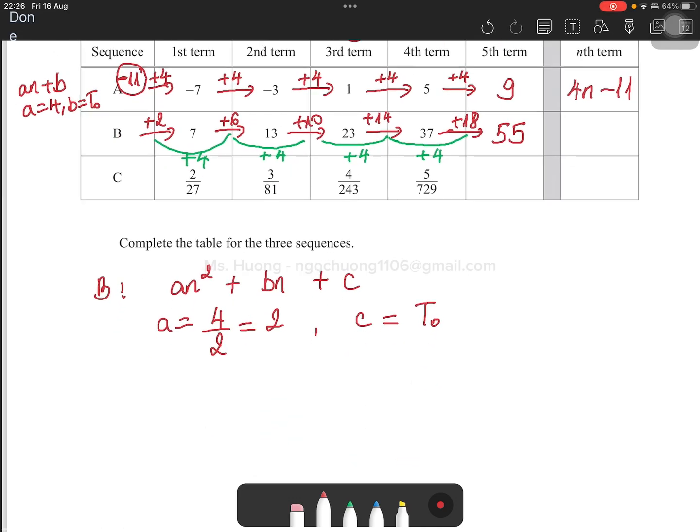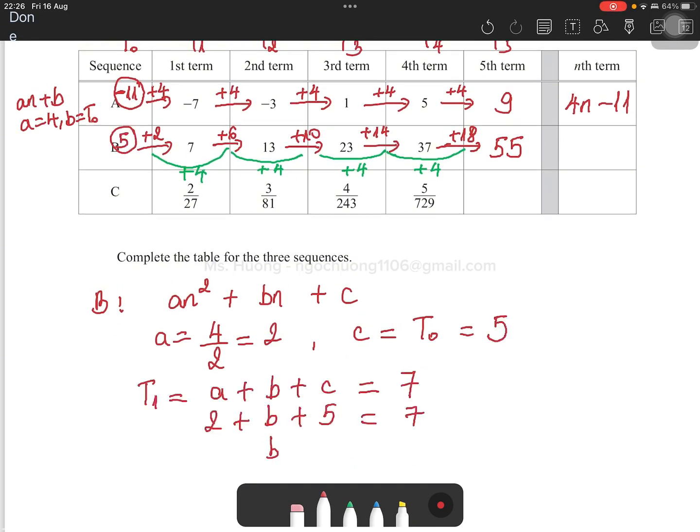So b is equal to 7 minus 2 minus 5 equals 0. So the sequence becomes your a is 2, your c is 5, and your b is 0. So the answer is 2n squared plus 5.